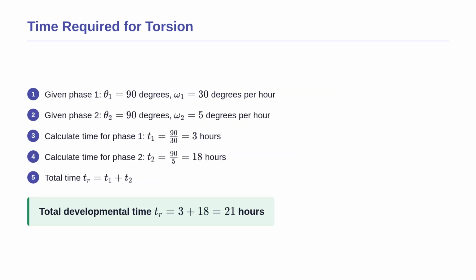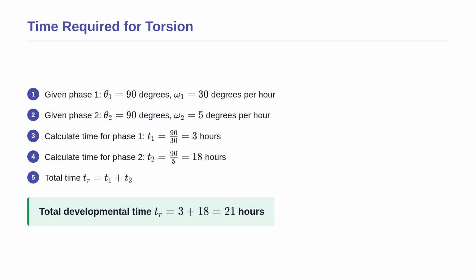Let us see this formula in action with a real biological example. A marine biologist observes a larva undergoing a total rotation of 180 degrees. The first 90 degrees happen rapidly at 30 degrees per hour. The remaining 90 degrees happen slowly at 5 degrees per hour. We need to find the total time.